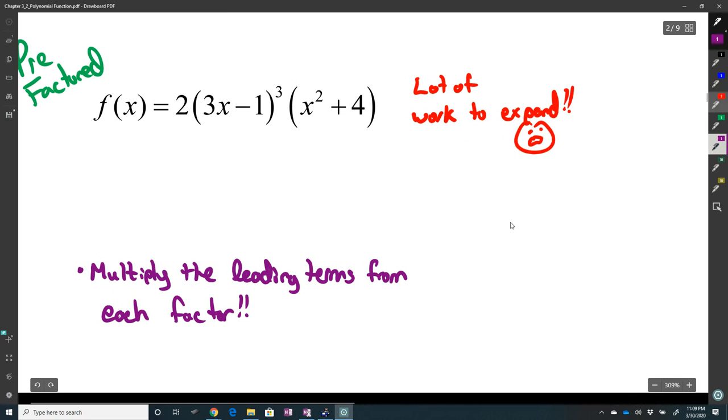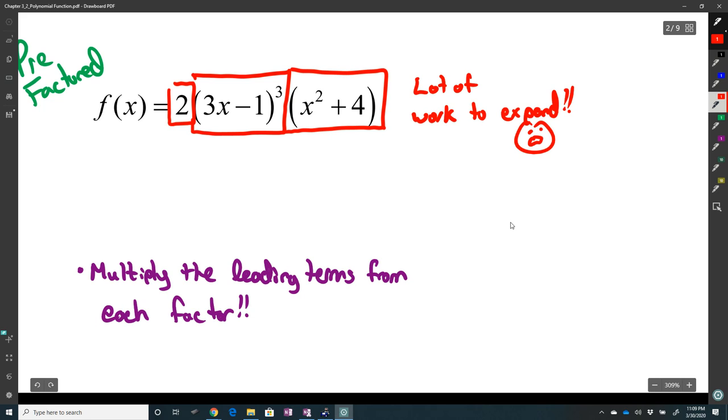Okay? So if I look at my equation, I have 3 factors. I have this factor, this one 3 times, and this one. All I got to do is find the leading term of each factor. Well, the leading term of 2 is just 2. This next one, the leading term is 3x. But how many times does it happen? It happens 3 times. So it's going to be 3x cubed. And then finally, the leading term of this next factor is x squared.